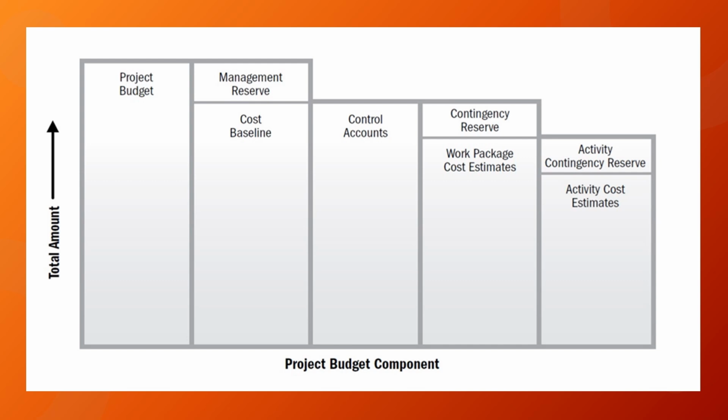Activity contingency reserves come into play when unforeseen factors affect the cost of specific tasks. They provide the means to address these unexpected cost changes without jeopardizing the project's financial stability.